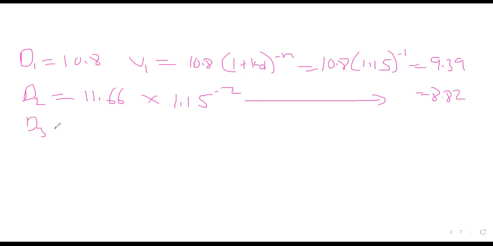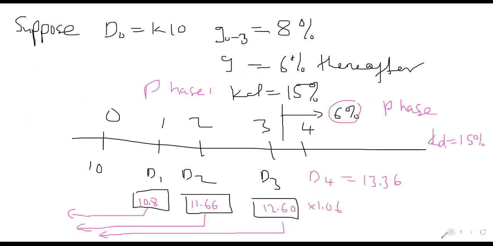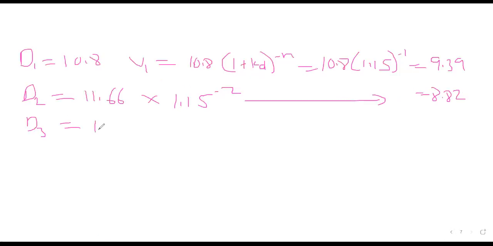And D3, which we calculated as what? 12.60 in year 3. 12.60 in year 3, we'll discount it using the market rate. It will go to 12.60 times 1.15 to the power negative 3 will give us 8.28.